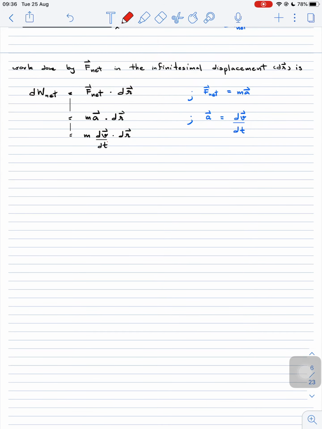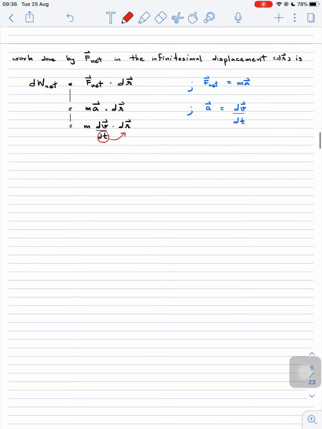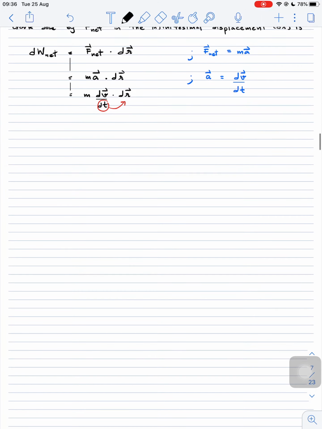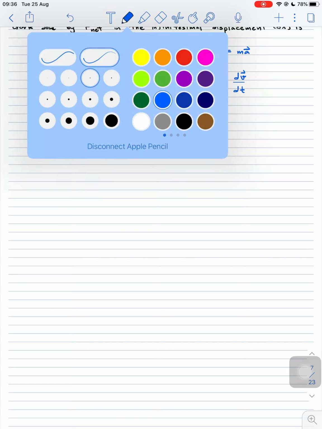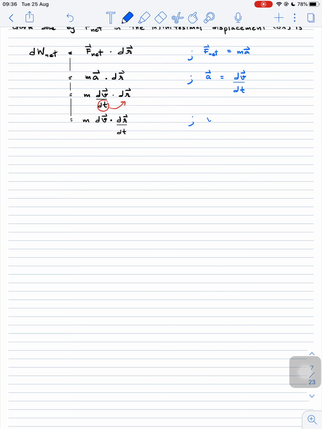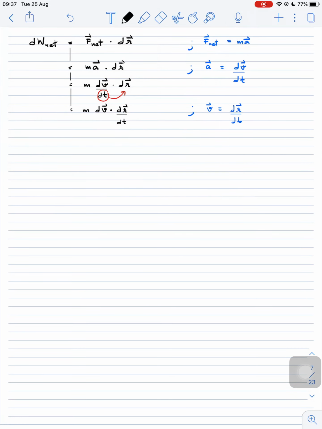So now let's move the dt to combine with dr here. Then this is equal to m times dv dot product with dr by dt. So what is dr by dt? We know that v equals dr by dt by definition. So in this case we get m times dv dot product with the velocity v.